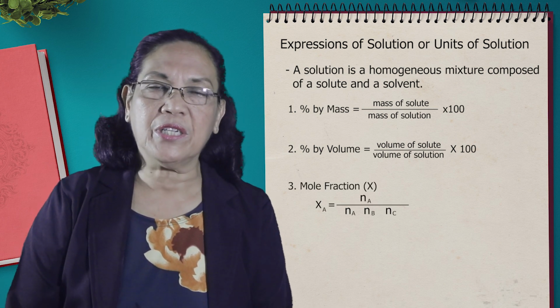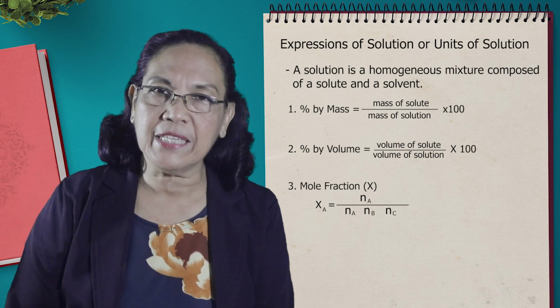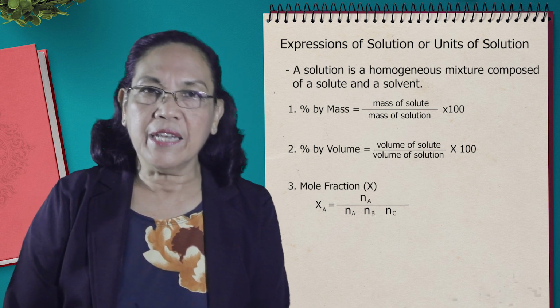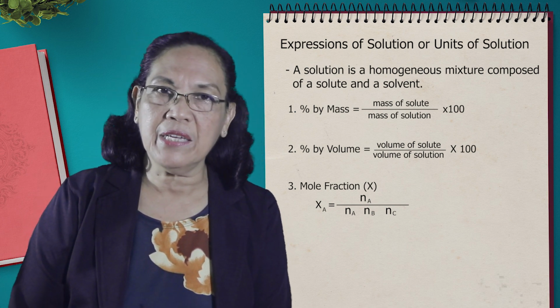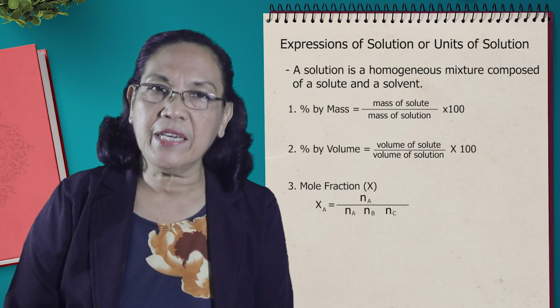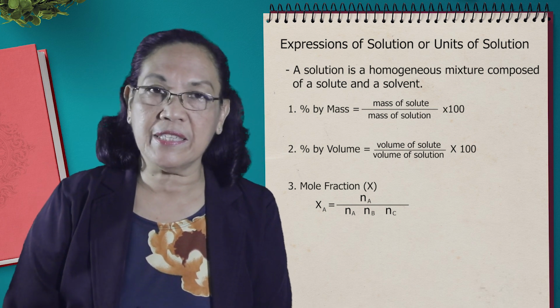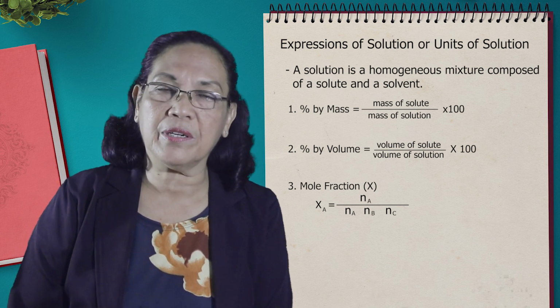In the mole fraction, you are going to get the ratio between the moles of substance A and the number of moles of substance A, substance B, substance C, and so on, as many substances as there are in the mixture or the solution.